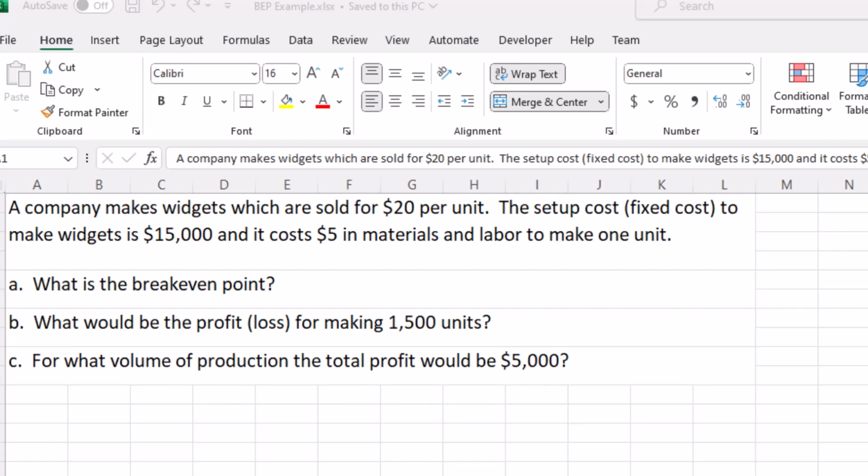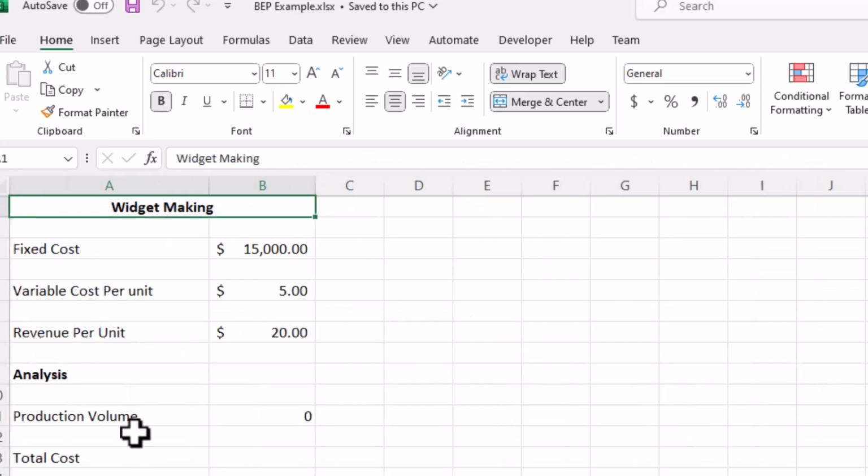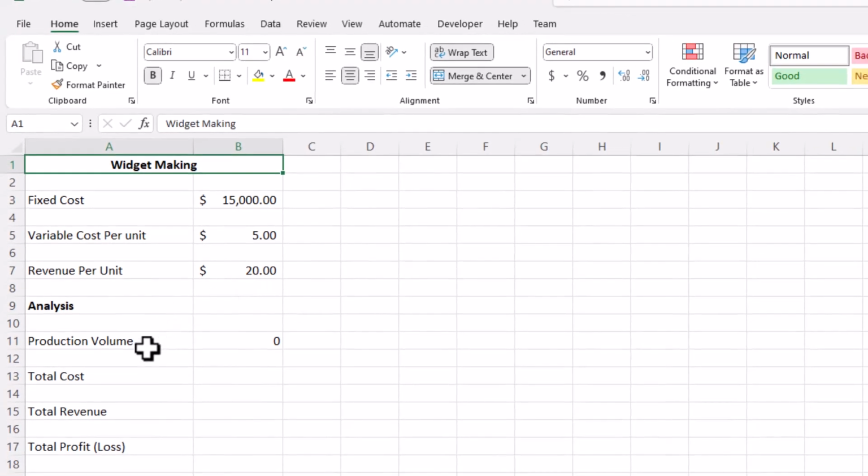Switching to the other worksheet, the goal seek, I have put in the fixed cost at $15,000, variable cost at $5, revenue per unit as $20. And to start with, I have set the production volume equal to 0.